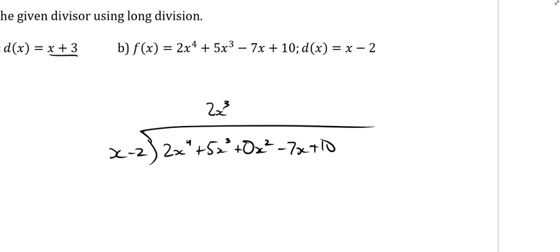It's literally going to be like 5 minus negative 4.